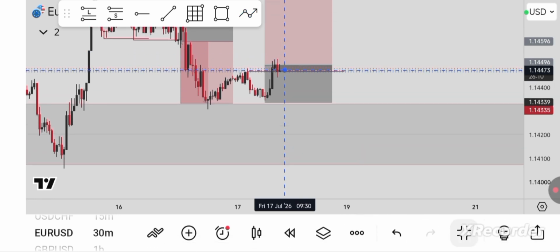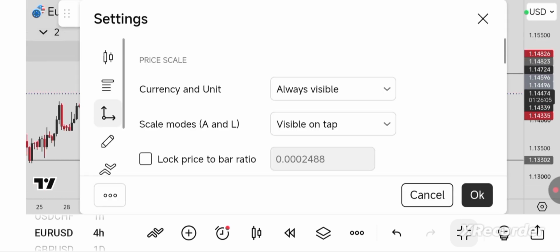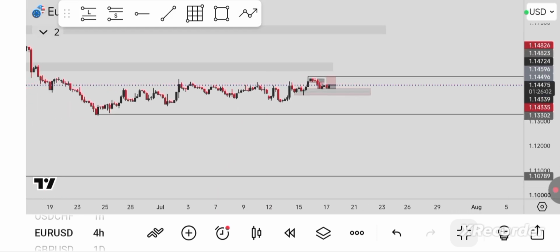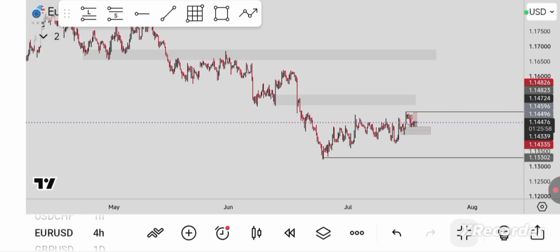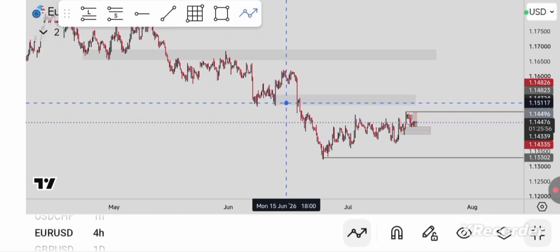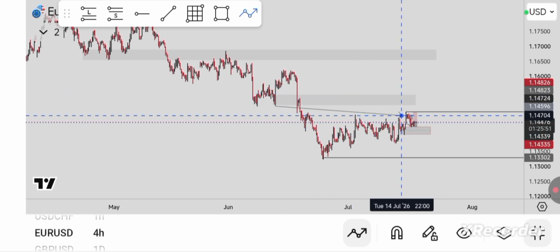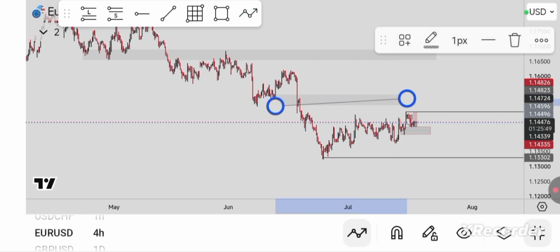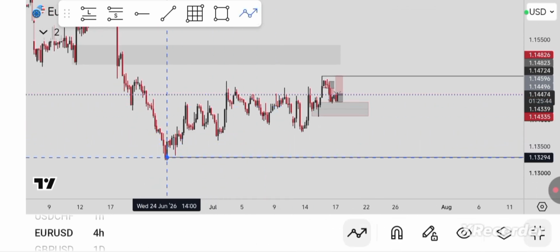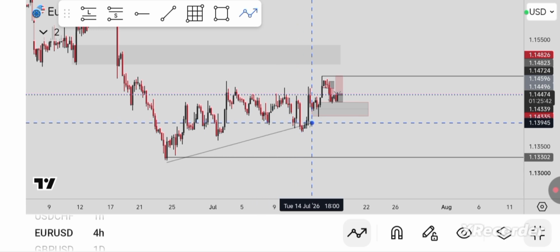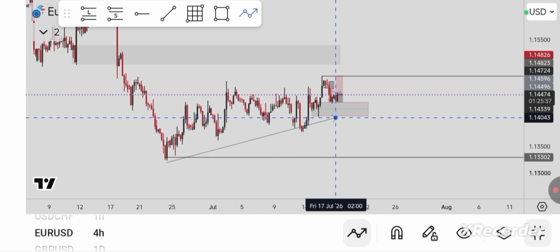Okay, first of all, let's go to the 4-hour time frame. On the 4-hour time frame, as you can see, we are bearish. And this is my key level that I drew. I'm expecting the market to come back to this key level and sell. But before that, the market is creating a bullish structure, which is the retracement.